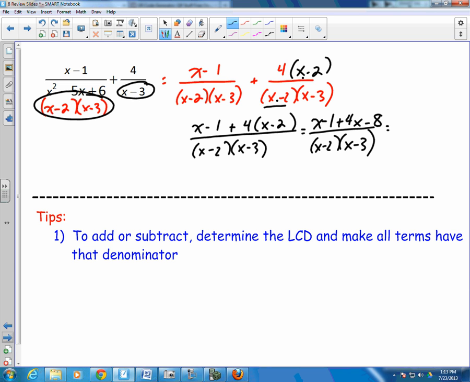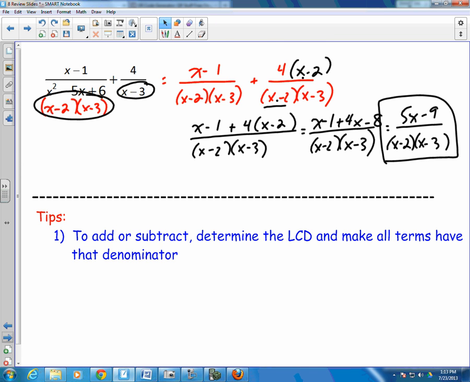And I just combine like terms. So x plus 4x is 5x. Negative 1 and negative 8 is negative 9. And the denominator is still x minus 2, x minus 3. So the tip there is to determine the LCD.